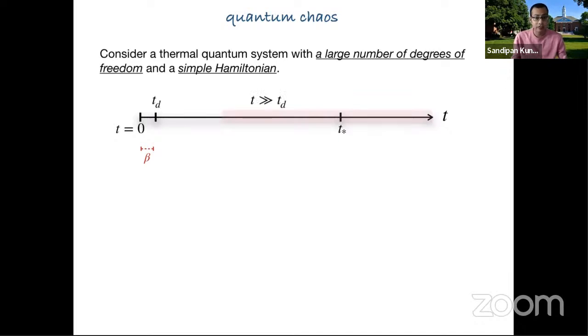For chaos, the relevant time scale is when t is much, much larger than this dissipation time. Before that, chaotic dynamics is not important. Chaotic dynamics becomes important only when you wait for a long time. And this t star is the scrambling time. It's the time scale when quantum chaos is the dominant effect. So for our purpose, we will focus on this particular time scale, where t is much, much larger than the dissipation time.